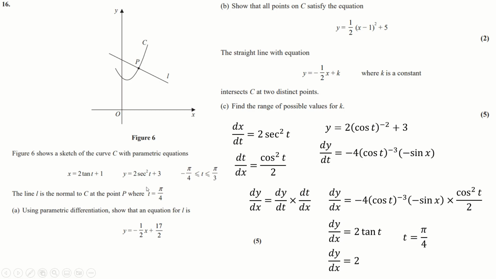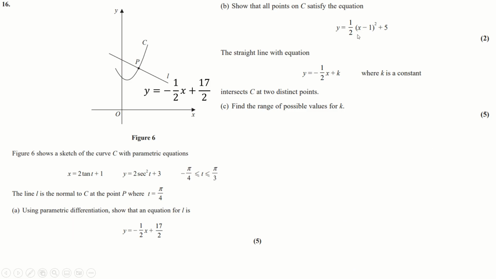What I'll do is I'll put in t as pi over 4 into both of these, just straight in a calculator, and we'll get these two values. So therefore I can use y minus y1 equals m times x minus x1 with my gradient, the negative reciprocal of that, and x1 and y1 being these two things. And if I sort that out, I get the answer that they wanted me to get over here.